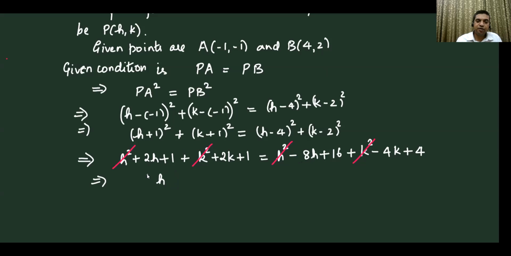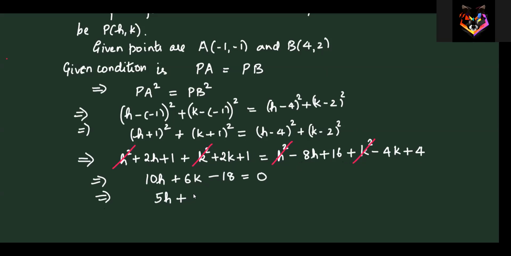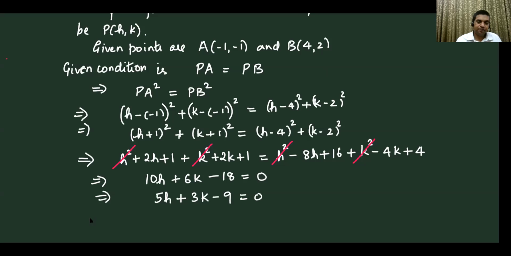You bring this side, it becomes 10h. And this is 2k minus 4k, it becomes 6k. Now this is 1 plus 1, 2 this side, 16 plus 4, 20 on the other side, which comes this side, it becomes 2 minus 20, that is minus 18. Now you can divide by 2. 5h plus 6k minus 9 equal to 0.